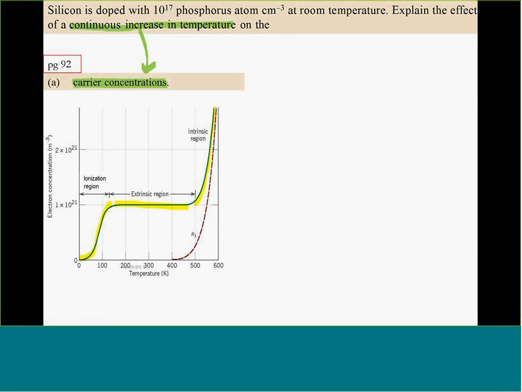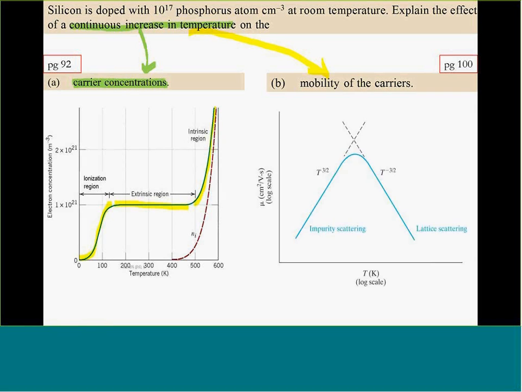Next, the mobility of charge carriers. So how does temperature change the mobility of charge carriers? Of course, again, it's best that you use your graph. All right. There it is. Simple. Okay, let's go to the next one, which is essentially a trick question.